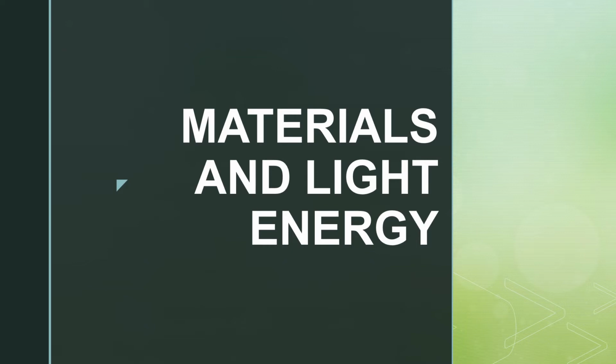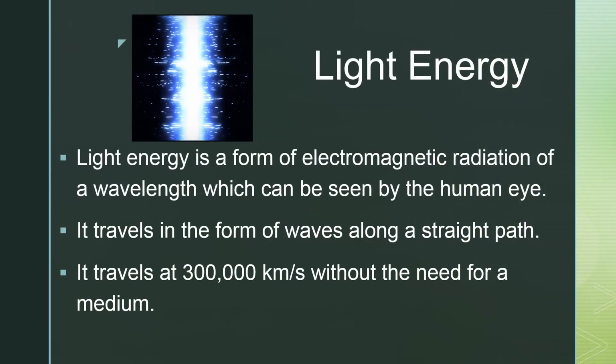In this video, we are going to talk about materials and light energy. Light energy is a form of electromagnetic radiation of a wavelength, which can be seen by the human eye. It travels in the form of waves along a straight path. It travels at 300,000 kilometers per second without the need for a medium, unlike other forms of energy.